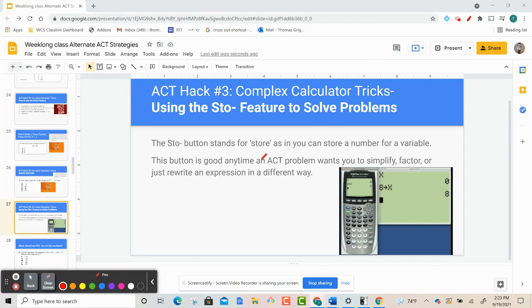And this is a really good button to use anytime a problem wants you to simplify or factor or just rewrite an expression in a different way. So basically, if there are x's in the problem and x's in the answer, then you can probably use this feature to help you solve it if you don't know the right mathematical way to do it, because this one does take some time. So let's look at a problem.